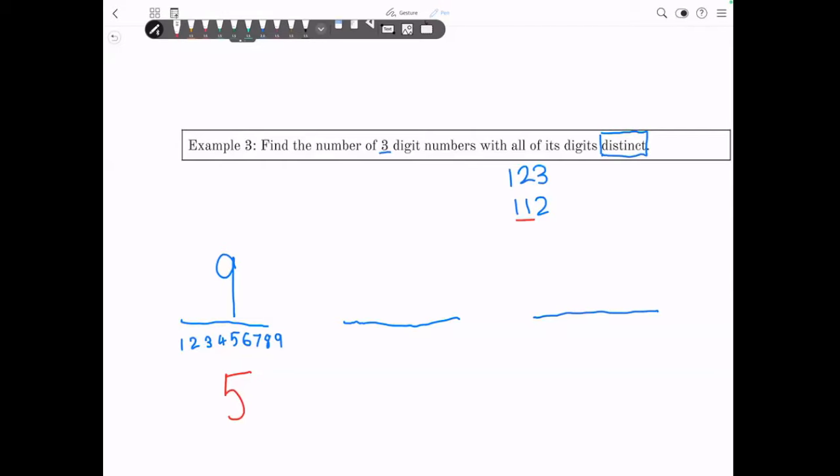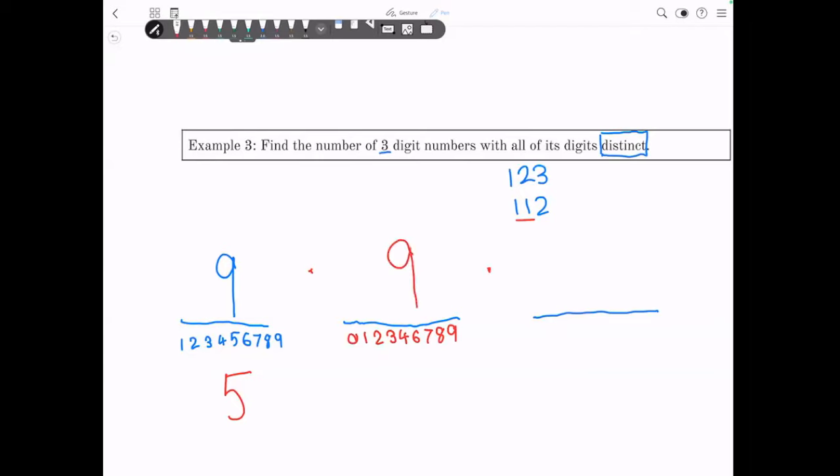So as you can see here, if this was a 5, this can be anything but a 5. So this can be 0, 1, 2, 3, or 4, but then it can't be a 5, because already the first digit is a 5. So it can be 6, 7, 8, or 9. So there are 1, 2, 3, 4, 5, 6, 7, 8, 9 choices for this place.